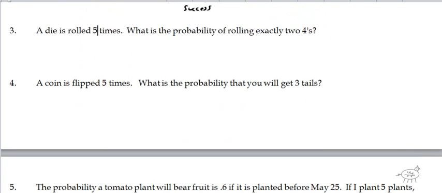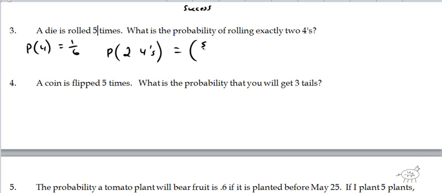A die is rolled 5 times. What is the probability of rolling exactly 2 4s? Okay, so the first thing you've got to do is, the probability of rolling a 4 is 1/6. That's your success, right? And your failure is, of course, 5/6. So we're going to say, what's the probability of getting 2 4s, rolling it 5 times?